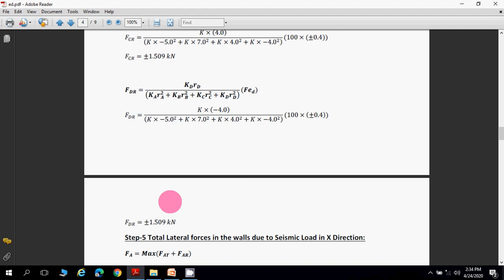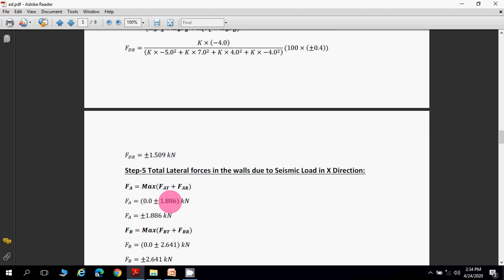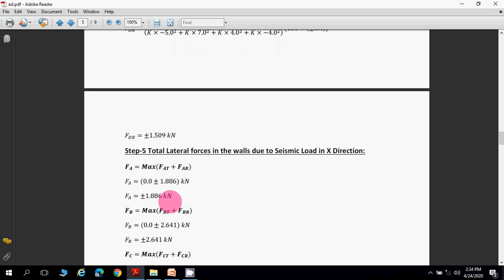So all the values are calculated, and then we move to step number 5, which is the total lateral force in a wall due to seismic load in the x direction, because we are considering the seismic load in the x direction. The total lateral force F_A will be given by the sum of the lateral force due to translation and the lateral force due to torsion, so we put in F_AT plus F_AR.